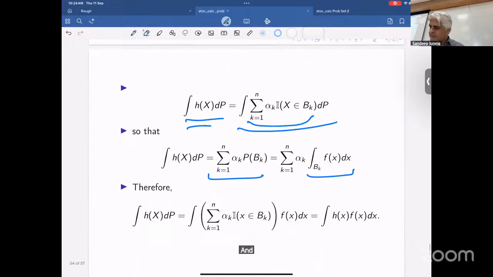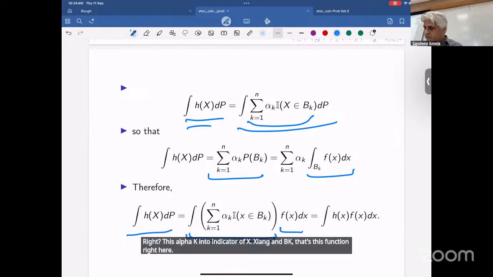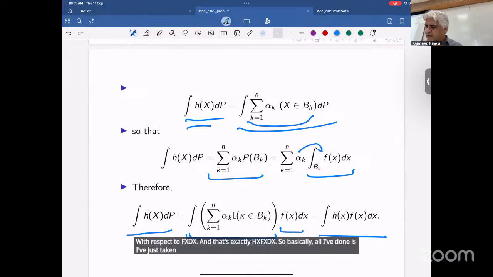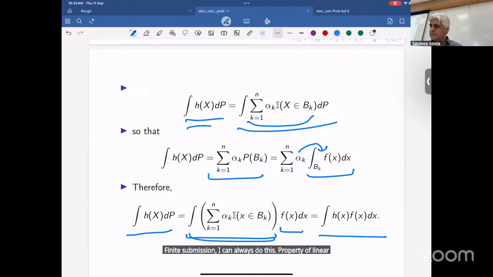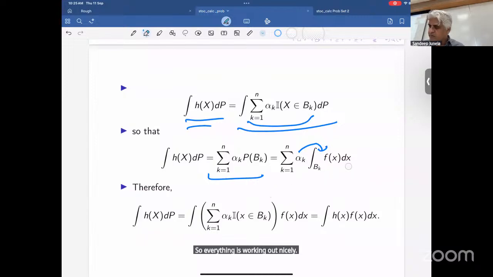And now you can go back, so you have the integral of h(x) dP, because now I'm looking at x lying in B k. This alpha k times the indicator of x lying in B k, that's this function right here, with respect to f(x) dx. And that's exactly h(x) f(x) dx. So basically all I've done is take this summation inside here. Finite summation, I can always do this. Property of linearity of integration. And that gives me this quantity right here, and that's exactly this quantity right here. So everything is working out nicely for simple functions.